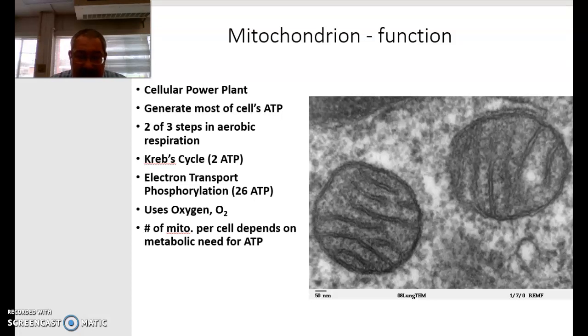So we have covered now kind of an introduction to what is aerobic respiration, what is ATP, what processes produce ATP, and what structure or organelle inside of the eukaryote produces this ATP, the mitochondrion. So we're going to head to video number 2 and now talk about the 3 steps in aerobic respiration.